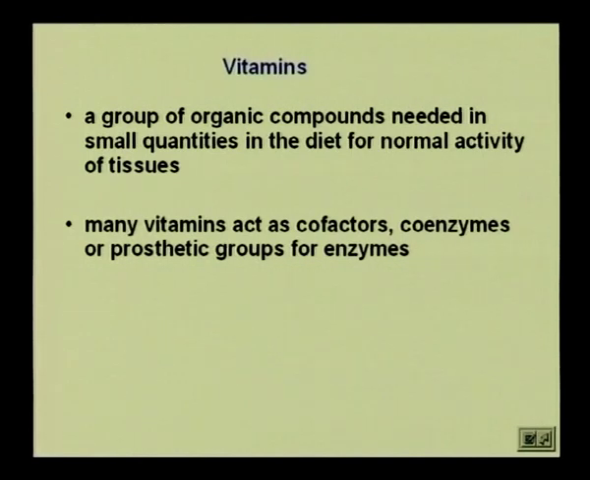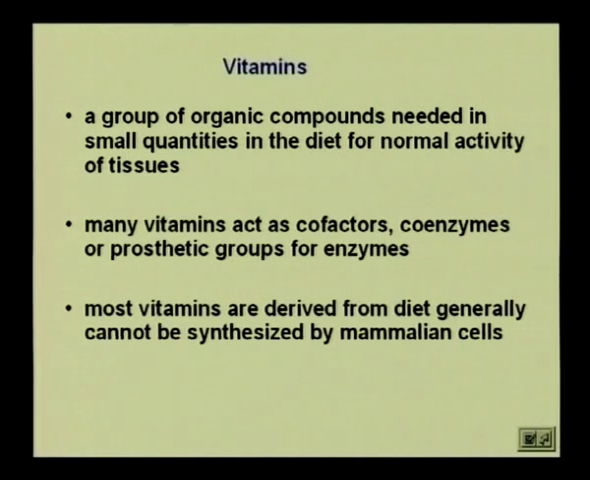Now, the reason why we need these vitamins is because they act as cofactors, coenzymes, or prosthetic groups for many enzymatic activities. And considering that all the biochemical reactions that go on in our body are due to the presence of enzymes, it is essential that these vitamins are present, so that the cofactors, coenzymes, and prosthetic groups, whatever is required for the enzymes, are available for the enzymes to act. And we will see some specific examples where we have these vitamins acting.